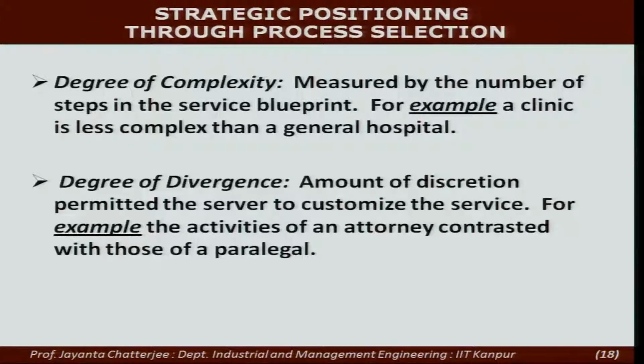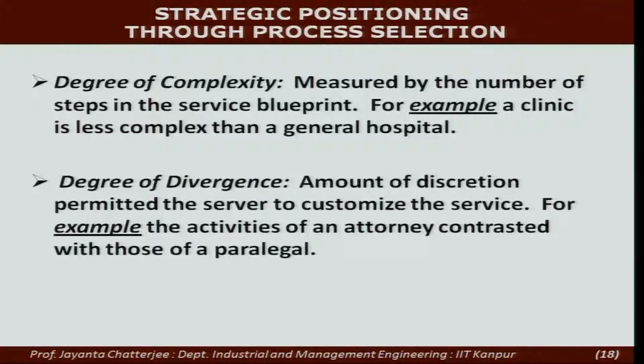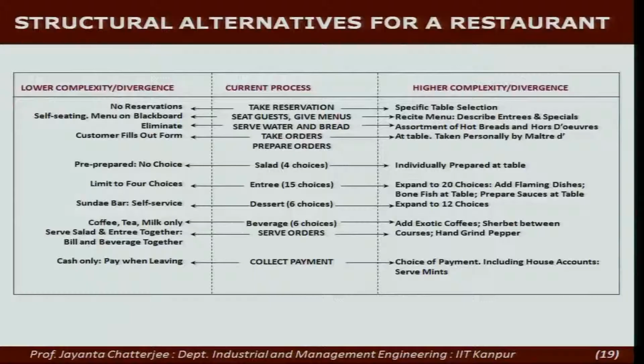Now, once you have identified whether it is your new service that you are trying to configure, whether it is a movie making type of service, or a dental spa type of service, or a pathology lab type of service, then you can look at another dimension, or rather two dimensions. One is degree of complexity and another is degree of divergence. And you can create new services by looking at a chart like this.